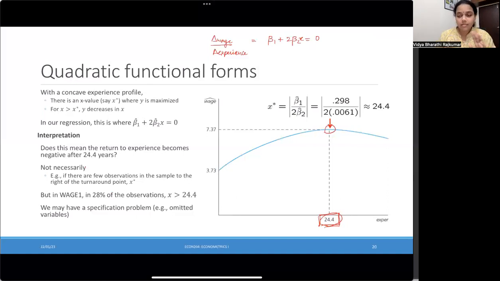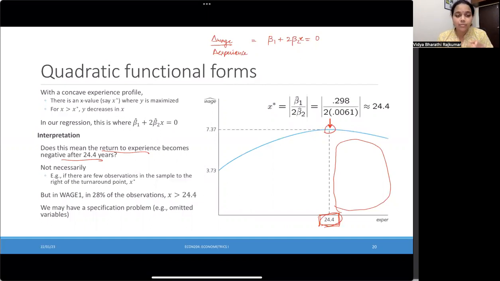It need not necessarily mean that the return to experience becomes negative after those 24 years. If you look at your data sample to the right of 24 years, and there are very few observations in the sample that fall in that category, then you don't have to worry much. We don't have enough observations beyond 24 years, so it doesn't actually matter to think about what 25 years of experience would mean.